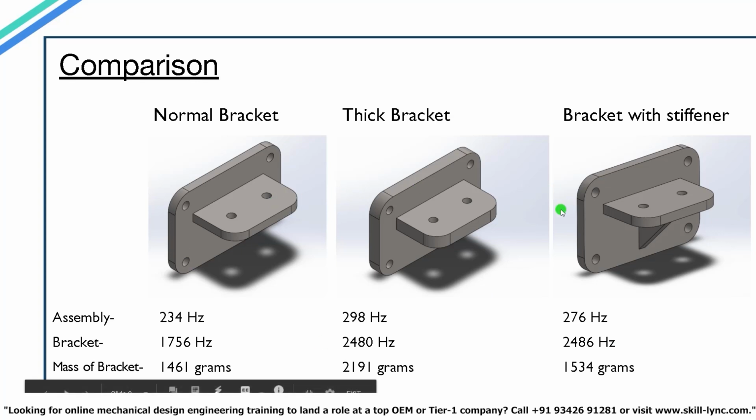You can actually do that directly in SolidWorks. Before ending this PPT, I'll just show it to you, don't worry. So the mass of the bracket for this one is 1461 grams, that is 1.4 kgs. For this one, it is 2.191 kgs, and for this one, it is 1534 grams.